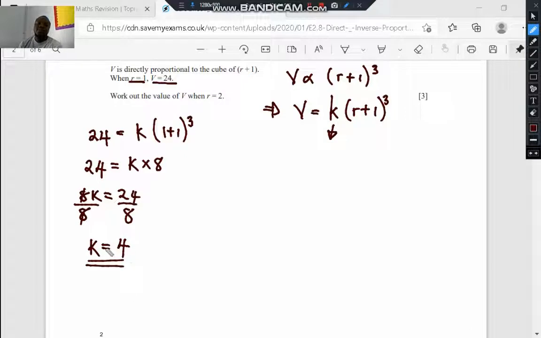Okay. So we are now going to substitute this constant of proportion into this equation here to make it complete. So therefore, the equation for this question now would be v equals 4 multiplying r plus 1 cubed. Then this is what we'll be using for whatever other questions that may be coming on this question.